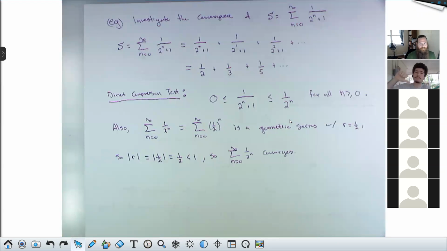Not yet, no. We have to state that the original series converges because of the direct comparison test. Very good. So remember, we have to make sure we're answering the question asked. It's true that (1/2) to the n summed from 0 to infinity is a convergent geometric series, but that's not what we were asked about. We were asked about this one.